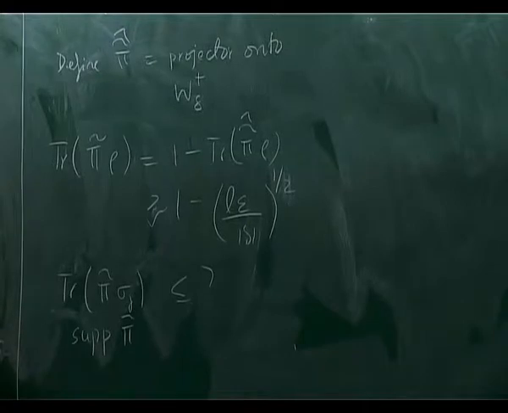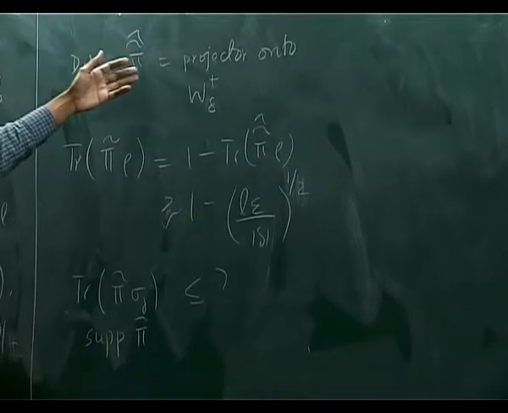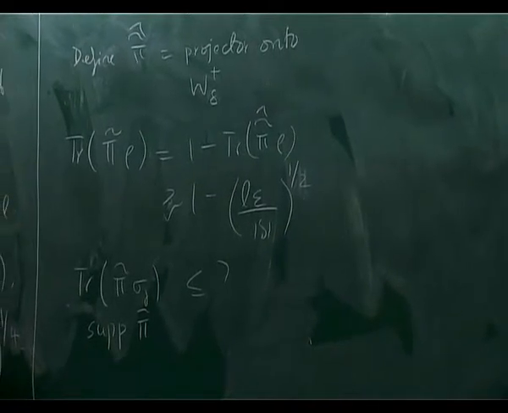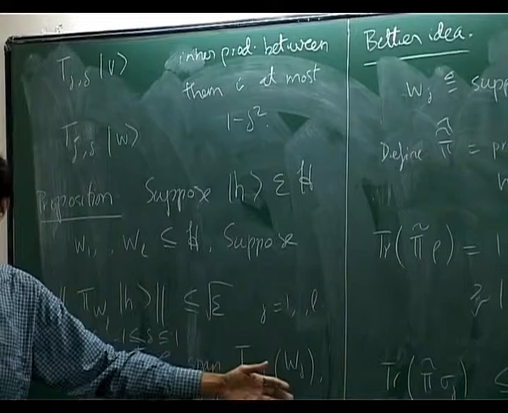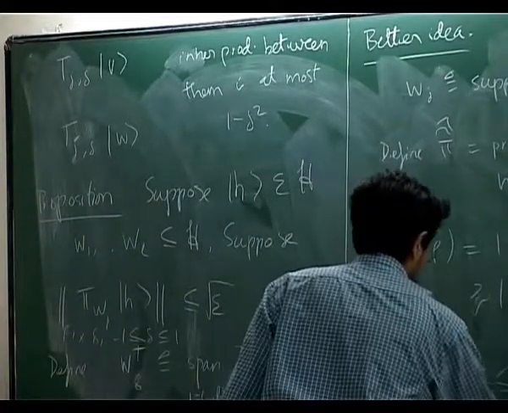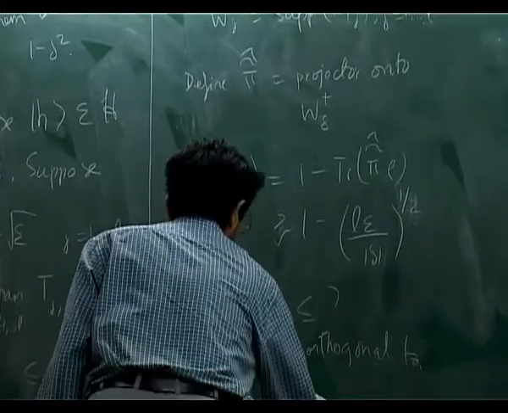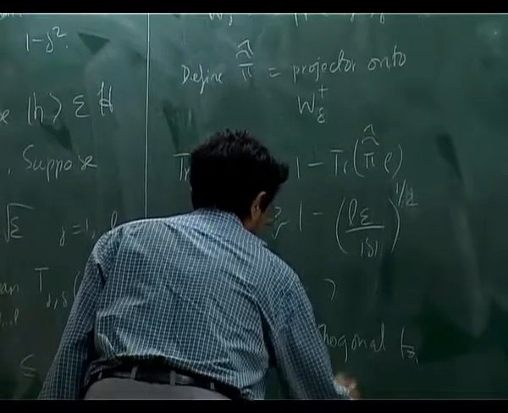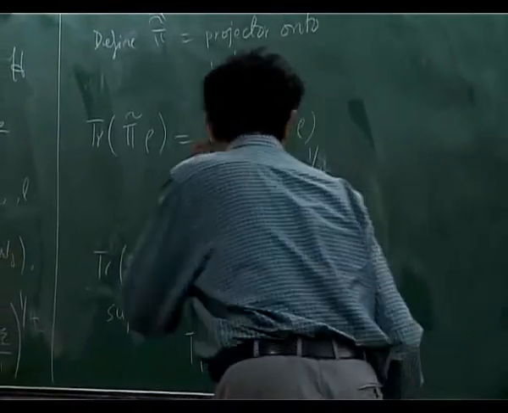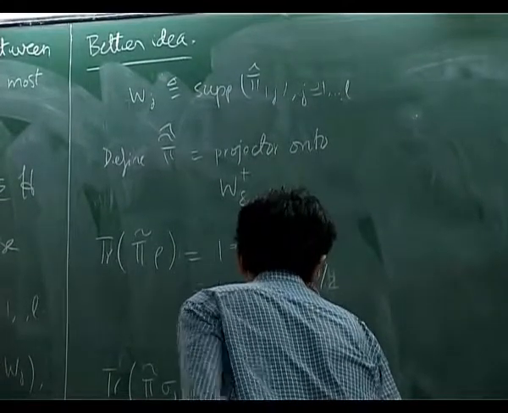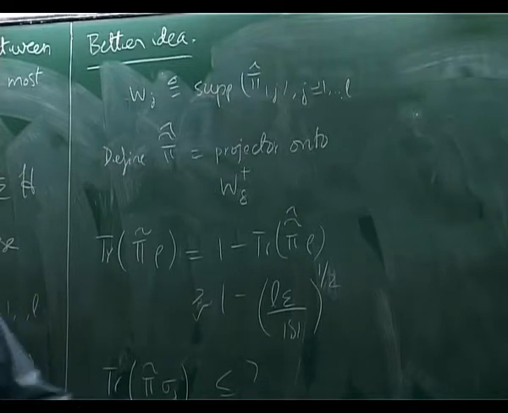So let's study the support of pi tilde. By definition, the support of pi tilde consists of those vectors which are orthogonal to pi tilde hat. Pi tilde hat is the span of some spaces of this form. So a vector in the support of pi tilde is orthogonal to all these spaces. So in particular, this is orthogonal to T1 delta 1 hat. By this I mean the support of it; I didn't want to overload the notation of these things.